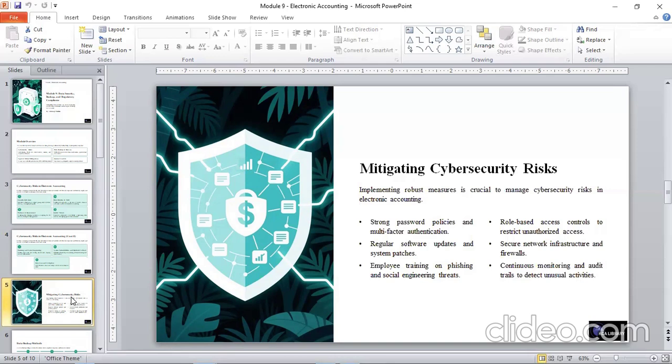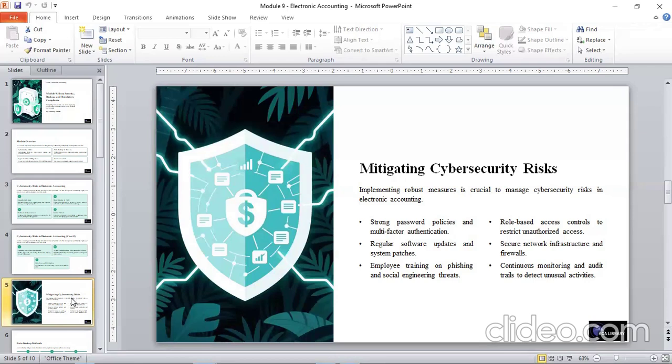Also, there is need for regular software updates and system patches. Employee training on phishing and social engineering threats should be encouraged so that there will be knowledge about how to effectively handle this aspect of electronic accounting. Another is role-based access control to restrict unauthorized access. Access to software is given based on role, and as such it restricts unauthorized staff from gaining access to some of the financial data that are available.